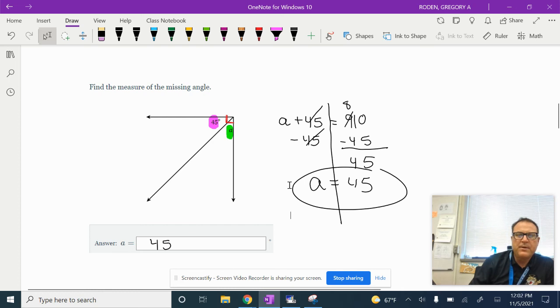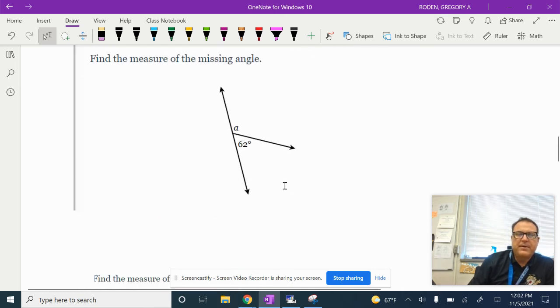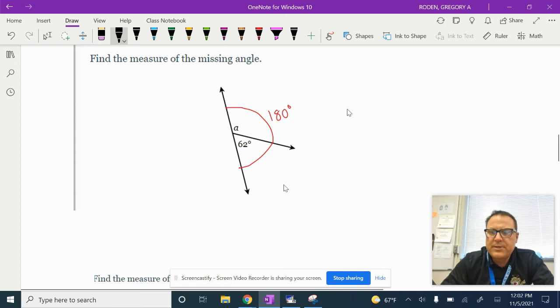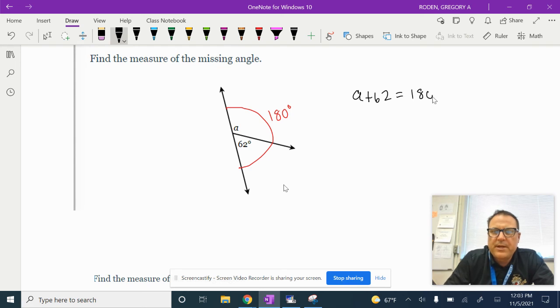All right. Next problem. Well, this one's easy. You can see, how are A and 62 related to each other? Those two angles are supplementary. And why are they supplementary? Because two angles that add up to 180 degrees are supplementary. And why are those angles supplementary? Because they make a straight line. There's 180 degrees in a straight line. So what I can do, ladies and gentlemen, is I can say A plus 62 equals 180. Because if you add those two angles up, you're going to get a straight line, and there's 180 degrees in a straight line.